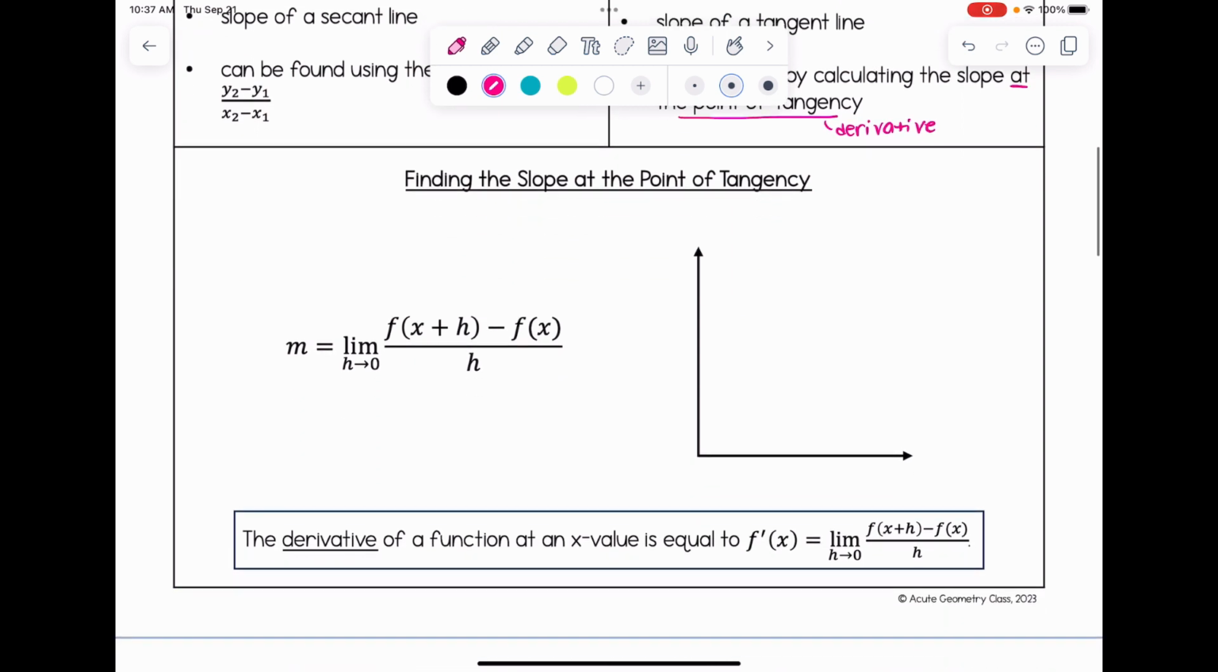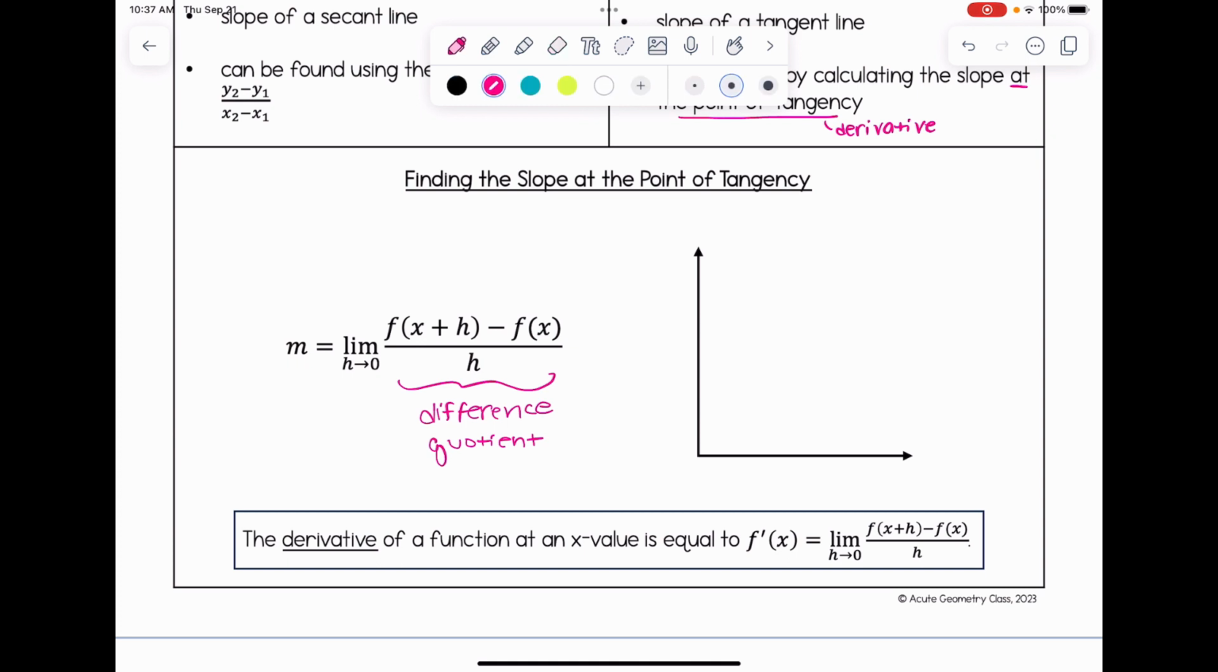So here's how we find the slope at the point of tangency. M, the slope, is the limit as h approaches 0 of, this is called the difference quotient. It's simply called a difference quotient because there's a subtraction sign, hence difference, and there's a division sign, hence quotient. So this is our difference quotient, and we're going to find the limit of it as h approaches 0. Basically, when we want to find a derivative or we want to calculate slope, this is what we need to do. But let's talk about what this is really doing.